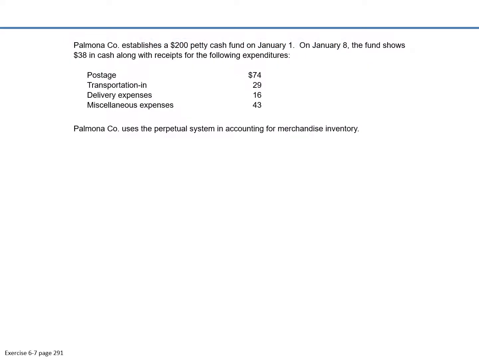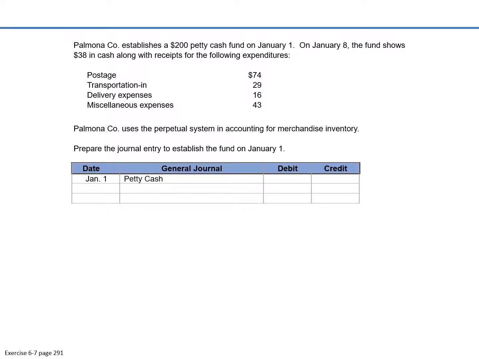All right, exercise 6. So Palmona Company establishes a $200 petty cash fund on January 1st. On the 8th, it shows $38 in cash along with receipts for the following. They use a perpetual inventory system in accounting for merchandise inventory. Prepare the journal entry to establish the fund on the 1st. So we're going to debit petty cash for 200 and credit cash for 200.